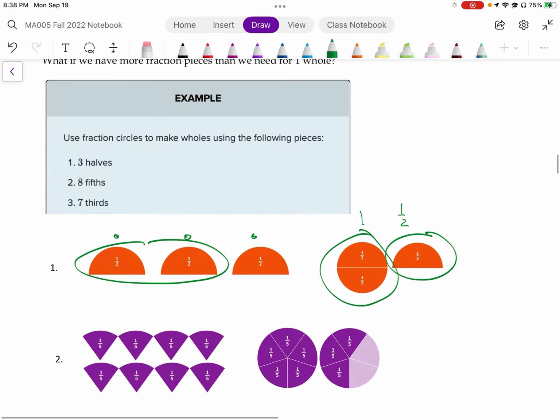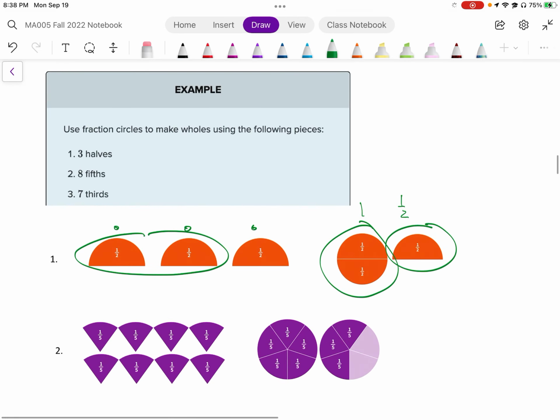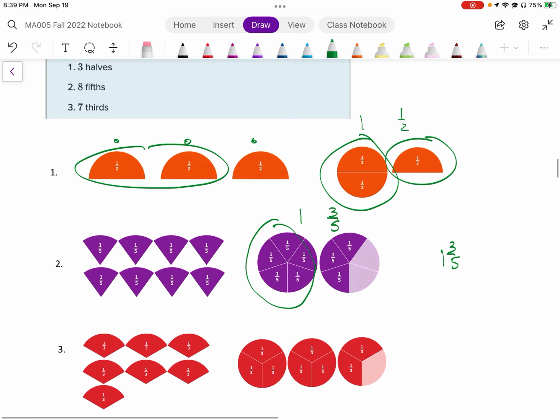All right, down here we have 8/5. We have 8/5 of the purple ones. So I put 5 of them together right here. That's our 1. And then the other part is going to be 1, 2, 3/5. 1 and 3/5. Okay. All right, continuing on.